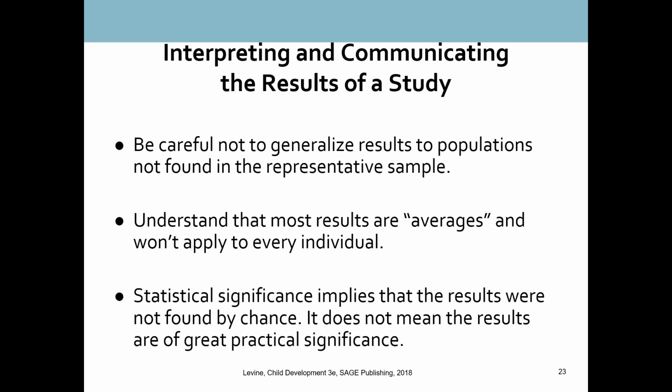Third point here, statistical significance implies that the results were not found by chance. It does not mean the results are of great practical significance. And this is one example of where many people make this kind of mistake, because it sounds important. You hear this result was statistically significant, and you think, oh, significant. Statistical significance just means that the results are likely real and not just a chance result, not just a fluke result. It has nothing to do with whether they are important or not.